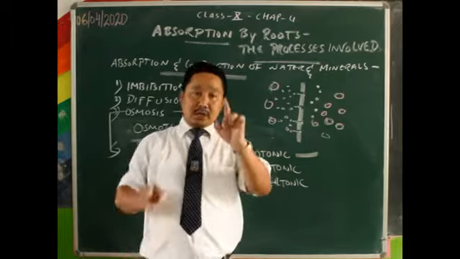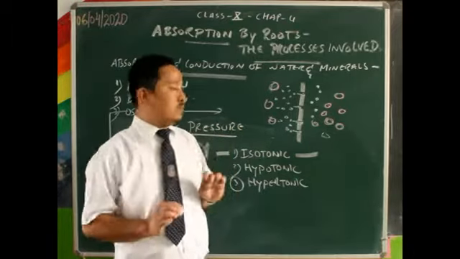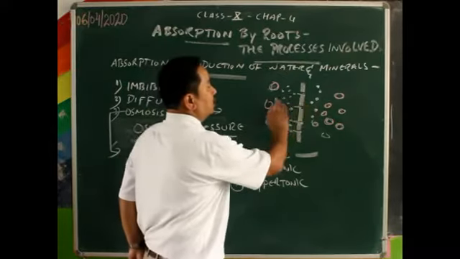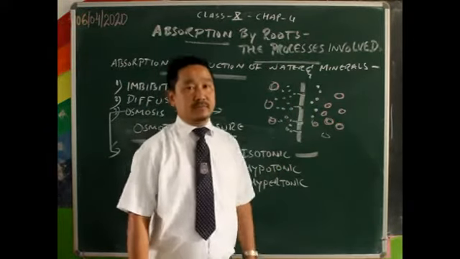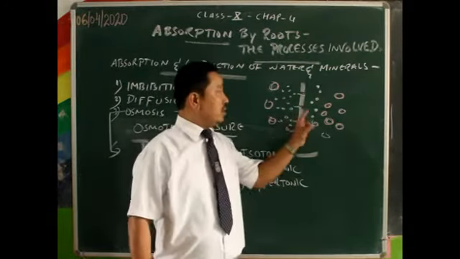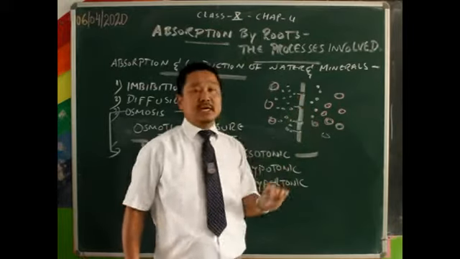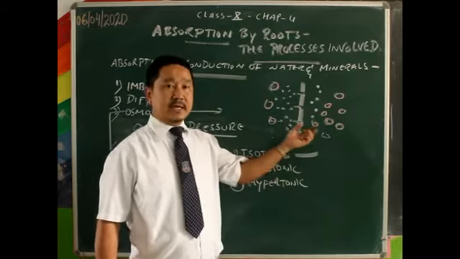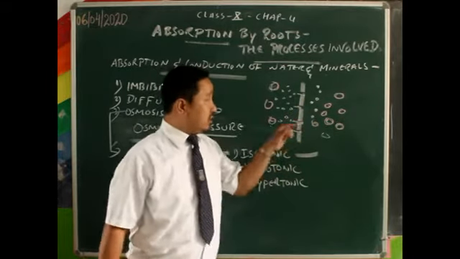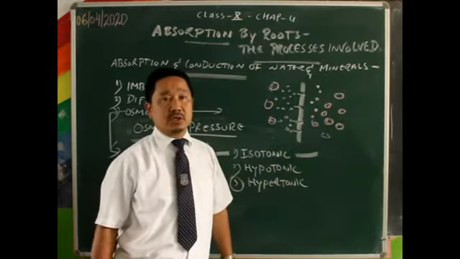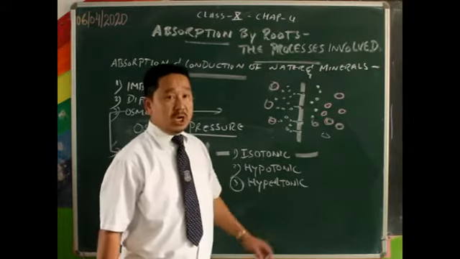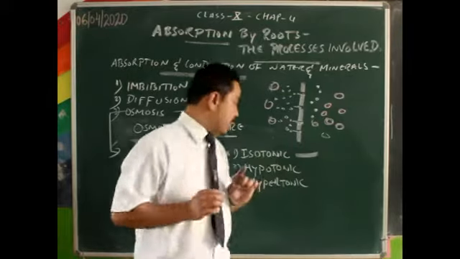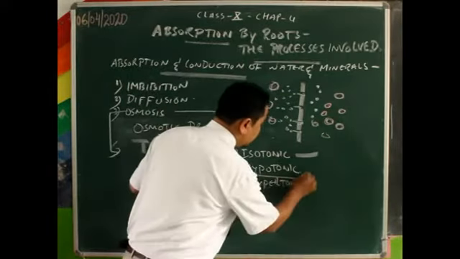Isotonic solution. So at that time, the movement of water molecules will not take place through this semi-permeable membrane, because it's enough. The movement of water molecules will not take place through this one. So this is called isotonic. Now we see hypotonic.